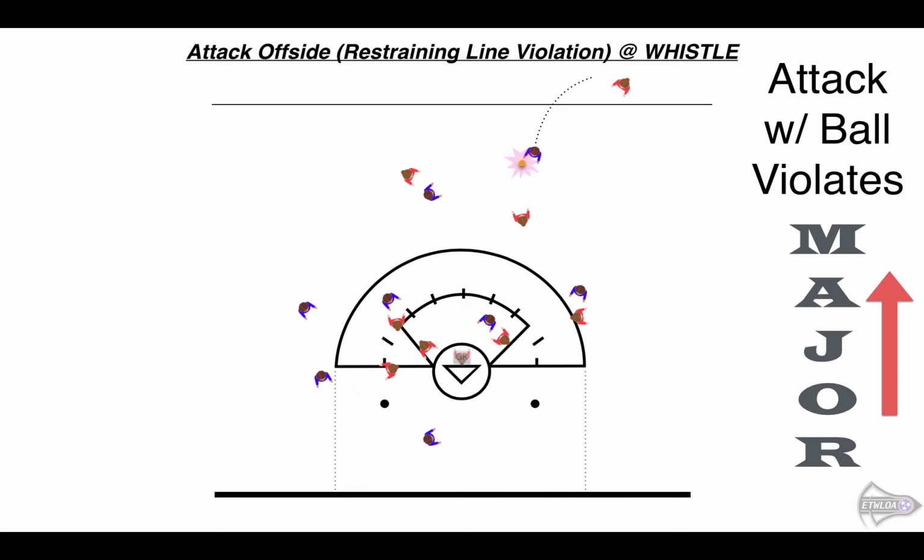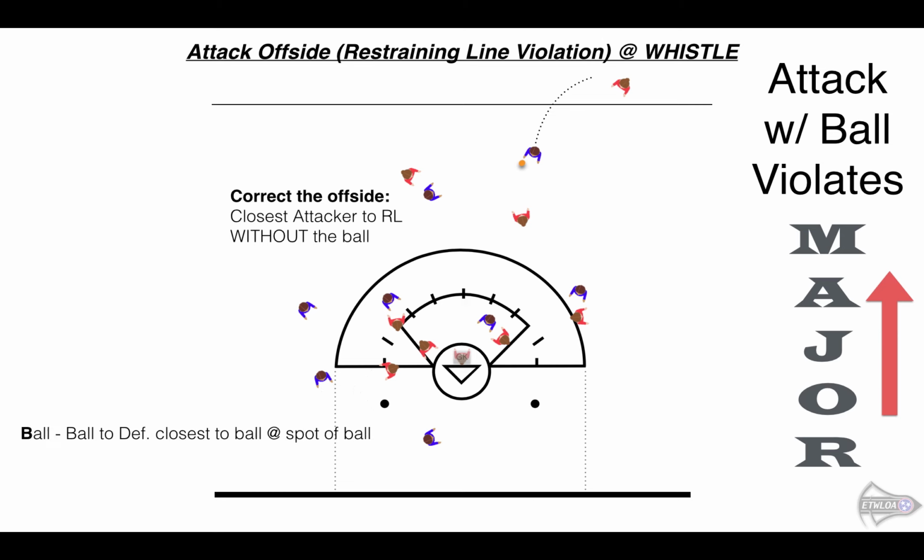give possession to the red team going the opposite direction, but we'll correct the offsides by making sure that the attacker closest to the restraining line without the ball is used to correct the offsides. Then we'll give the ball to the defensive player in red closest to the ball, and we'll give them the ball at the spot of the ball when the whistle was blown.